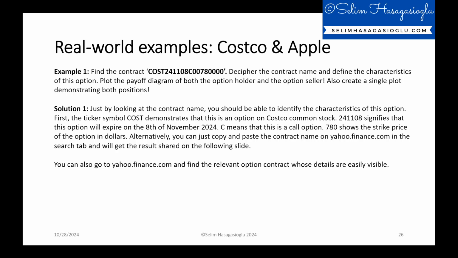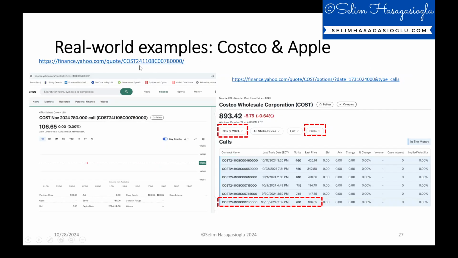Alternatively, you can just copy and paste the contract name on Yahoo Finance in the search tab, and you will get the result shared on the following slide. You can also go to Yahoo Finance and find the relevant option contract whose details are easily visible. For example, when you enter this into the search query, you can have this information: the strike price, expiration date, and the changes of the prices in the option.